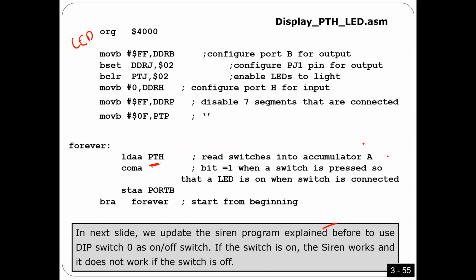Because port H is input, I can read it, but I cannot write to it. It's input, makes sense, right? Because port B is output, I can write to it, but I cannot read it. This is one difference between ports and memory locations. In a memory location, I can read or write. But for ports, you either read or write, depending on whether it's input or output, which makes more sense.